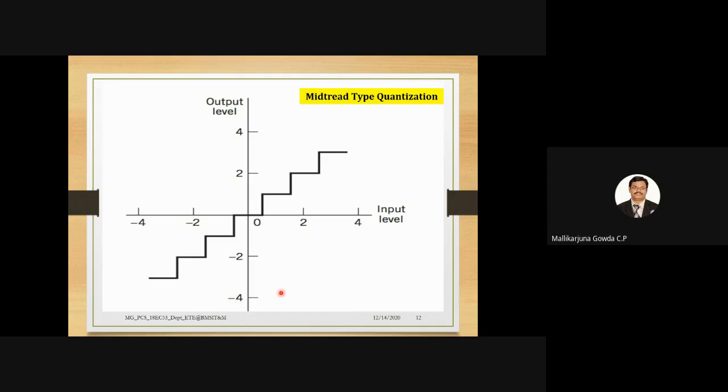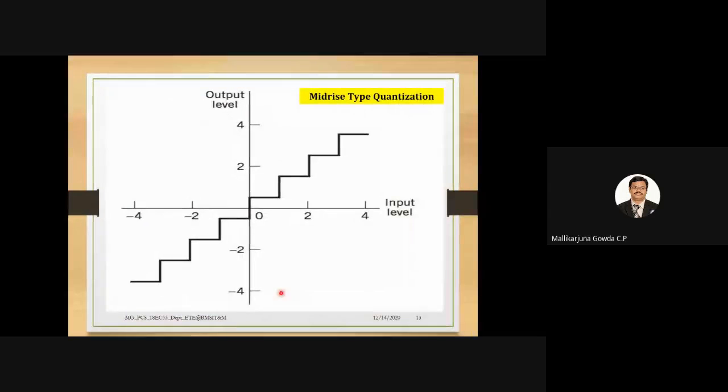But for mid-rise type, the x-axis will be delta, 2 delta, 3 delta, 4 delta, and so on. Similarly, for the negative side, you can write minus delta, minus 2 delta, minus 3 delta, minus 4 delta. As far as this example is concerned, the value of delta is 1 volt. So the y-axis will be delta by 2, 3 delta by 2, 5 delta by 2, 7 delta by 2, and so on. Similarly, the negative side.